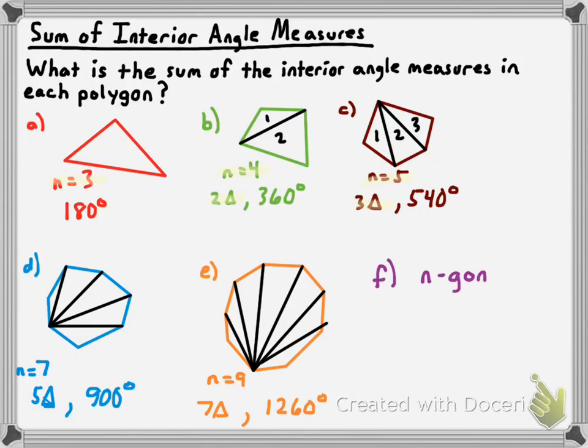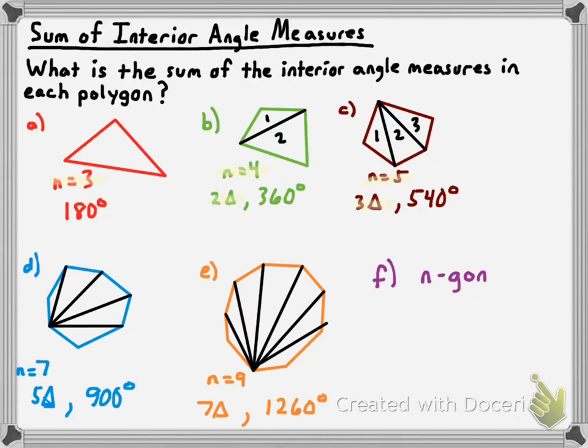Well, let's extend that to an n-gon. And an n-gon, as you may recall from Chapter 1 when you learned to classify polygons, just means a polygon with n sides, where n can be any positive integer of at least 3. All right, you can't have a 2-sided polygon, for instance.